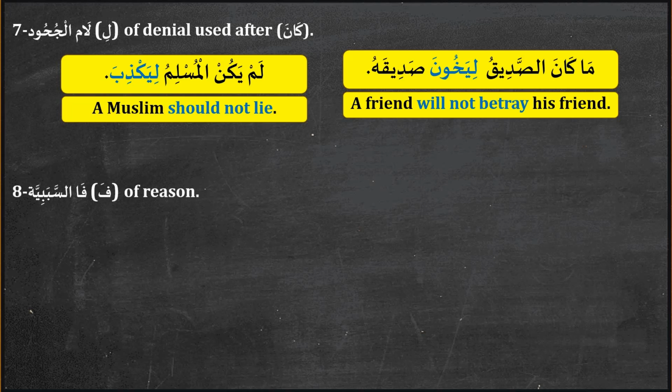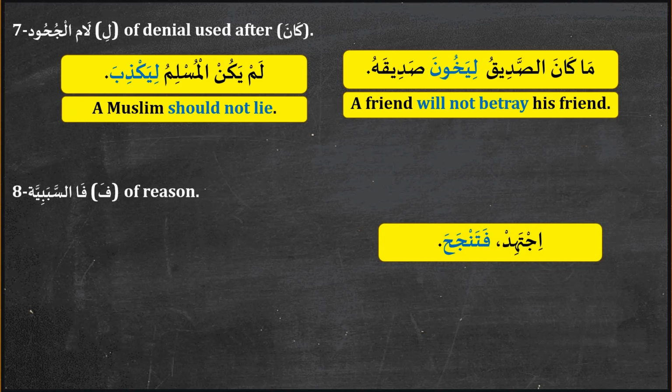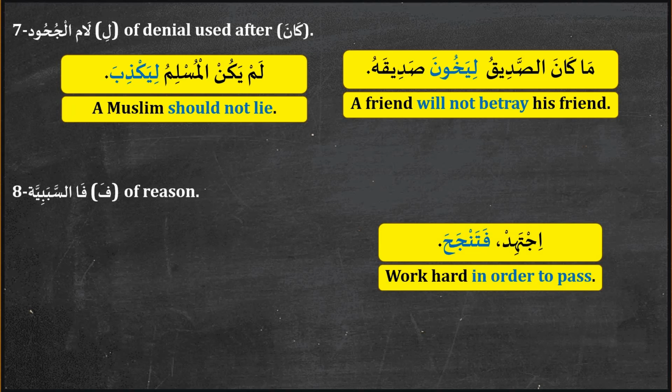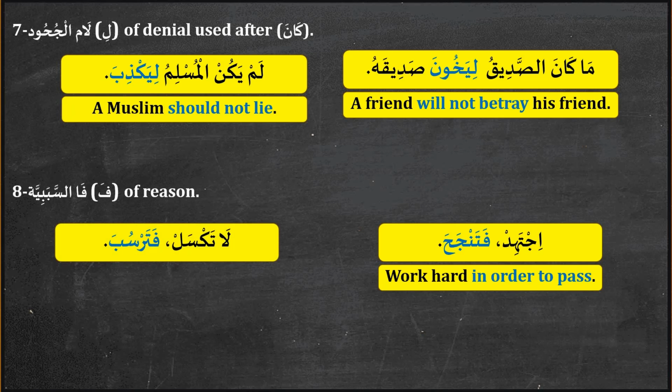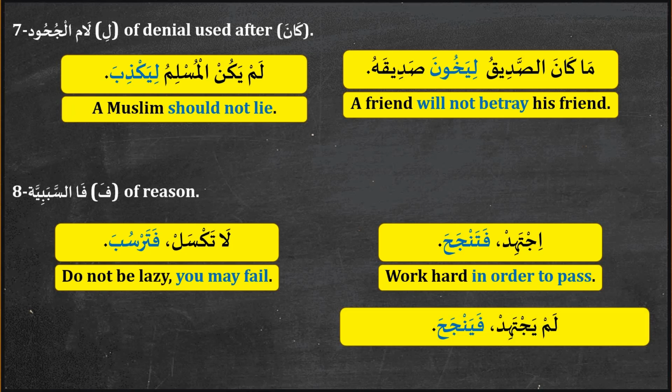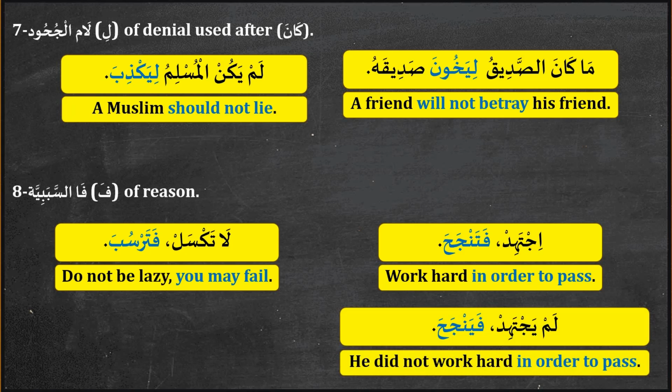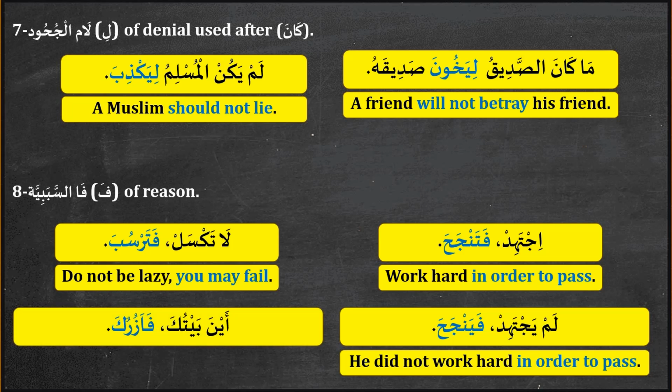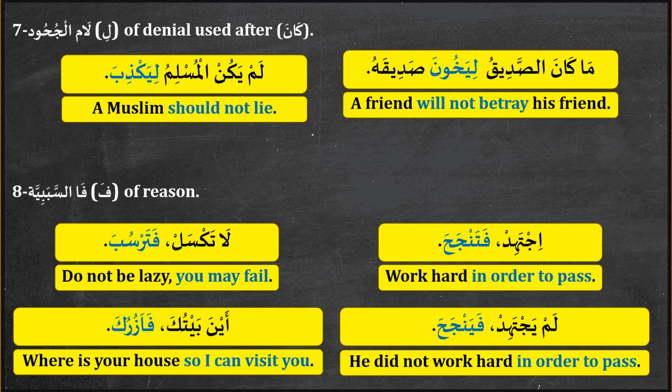The next particle فاء السببية, fa of reason. اجتهد فتنجح. Work hard, work a lot in order to pass, so that you can pass. لا تكسل فترسب. Do not be lazy, you may fail. Because you may fail. لم يجتهد فينجح. He did not work hard in order to pass. أين بيتك فأزورك. Where is your house so I can visit you.